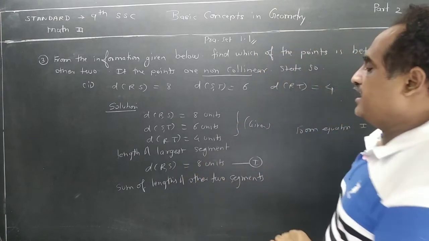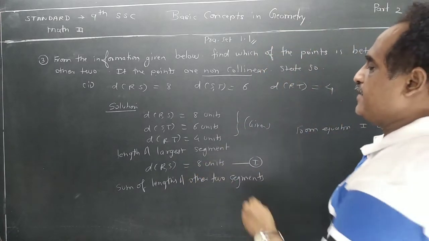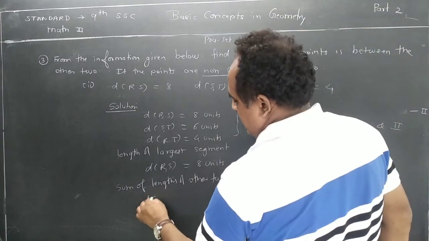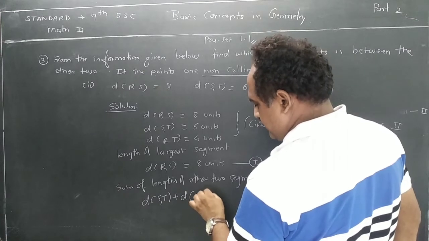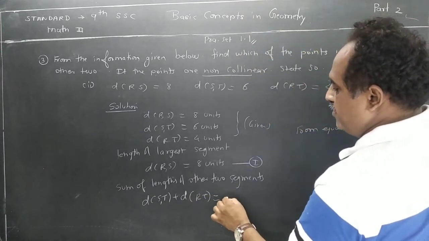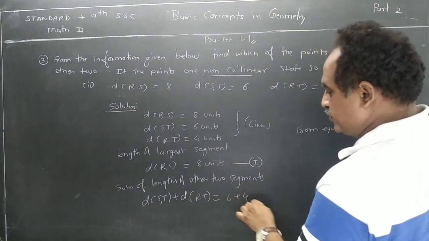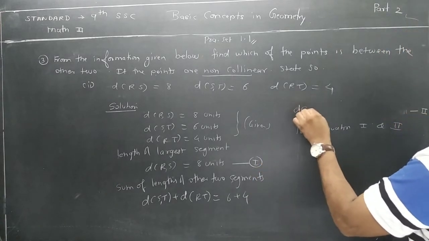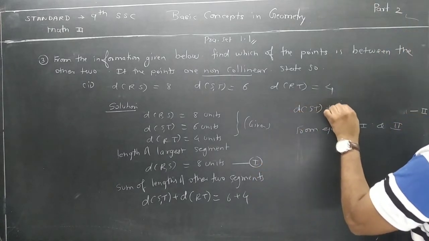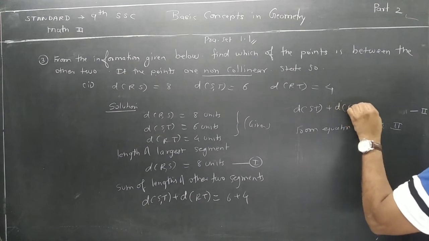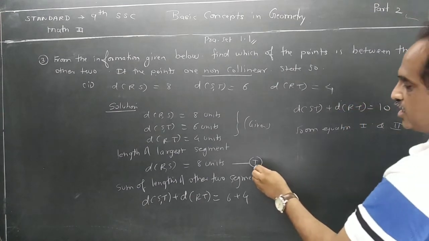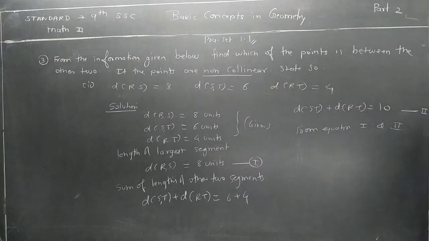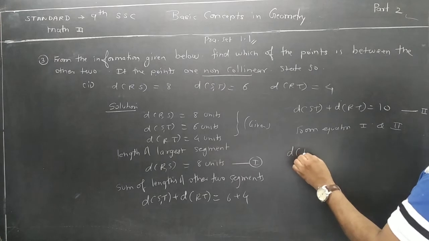Right? Which are the sum of the lengths of the other 2 segments? These are the 2. So distance ST plus distance RT is equal to how much now? 6 plus 4. So distance ST plus distance RT is equal to 10 units. Now this is 8 and this is 10. Are they equal? No. What can I write then?